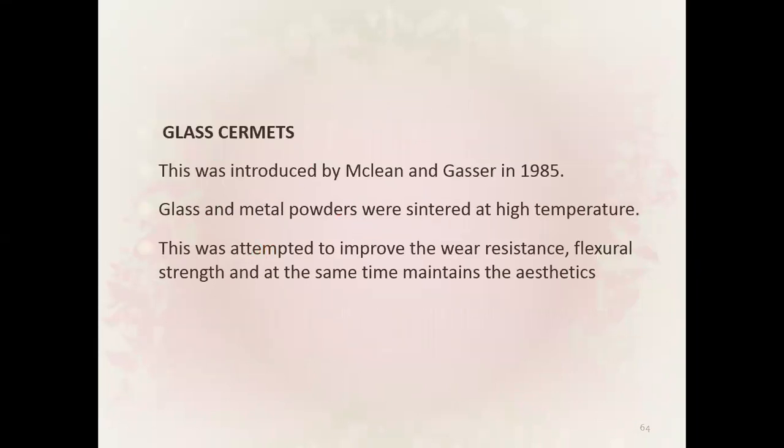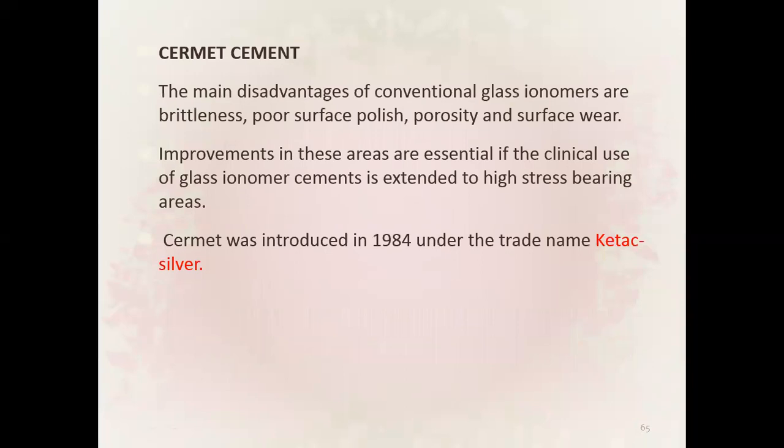In glass cements, this was introduced by McLean and Gasser in 1985. Glass and the metal powders were sintered at high temperature. This was attempted to improve the wear resistance and flexural strength, and at the same time maintain the aesthetics. So, cermet cement. The main disadvantages of the conventional glass ionomers are brittleness, poor surface polish, porosity, and surface wear. Improvement in these areas is essential if the clinical use of glass ionomer cements is extended to high stress bearing areas. Cermet cement was introduced in 1984 under the trade name Ketac Silver.